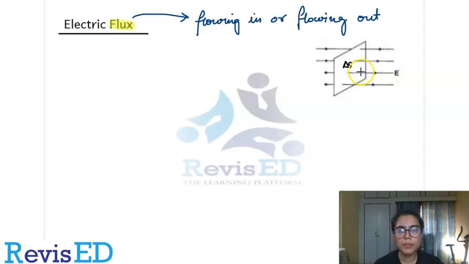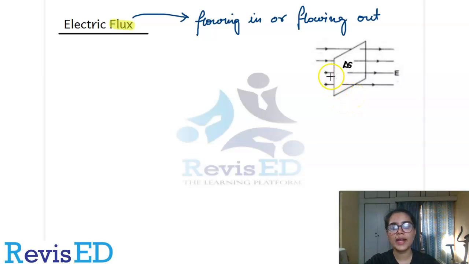And this is our body, which is kept in between this electric field. The area is kept between the electric field lines. How many electric field lines are actually passing through, or flowing in and out of, this area? Over here we can see 4 electric lines of force moving in and then out of this area. This is actually known as your electric flux.